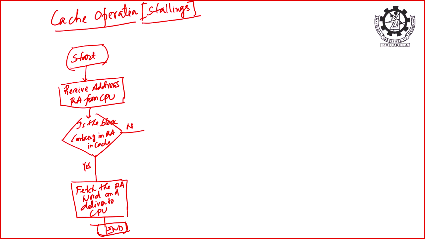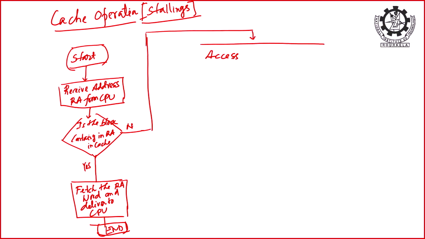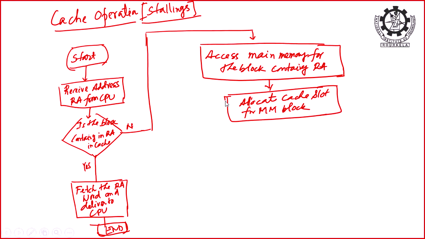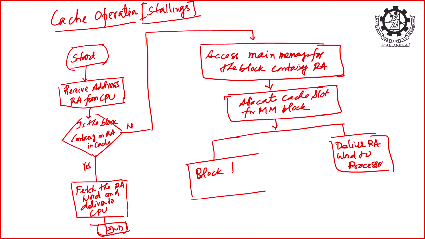If it is no, that means that particular word is not there in the cache memory. Then what we have to do? Access main memory for the block containing the address. Now, you have to allocate the space: allocate a cache slot for the main memory block. Once it is allocated, then the word will be transferred, so deliver the word to the processor and the block to the cache. This should go in parallel. Okay.